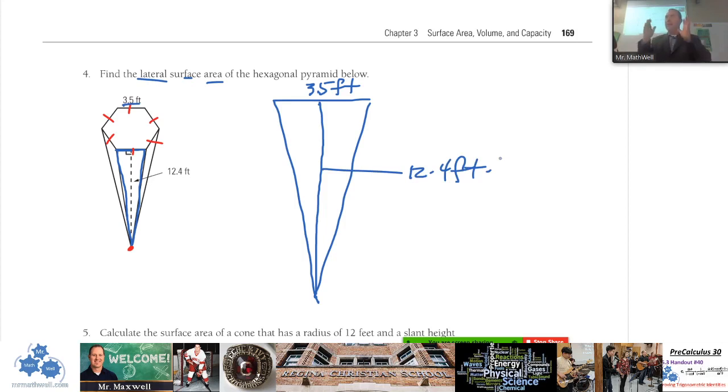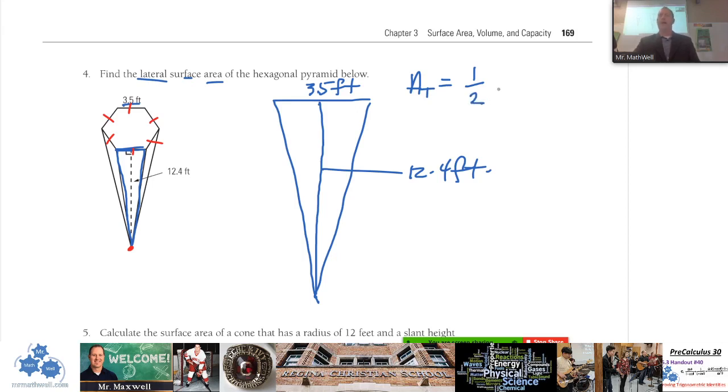So the lateral area, okay, let's think this through. If I can find the area of one of those triangles and then multiply that by 6, that's going to be the lateral area, okay? Because there's 6 sides. And every side of the base has a triangle attached to it, right? So how do I find the area of a triangle? The formula is 1, what? Anybody could finish that for me? Area of a triangle is?